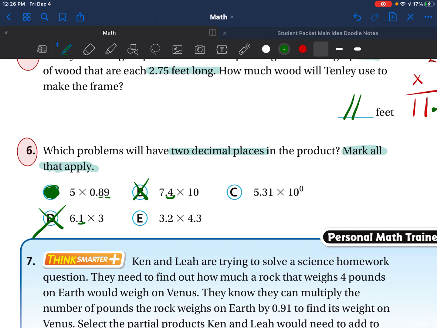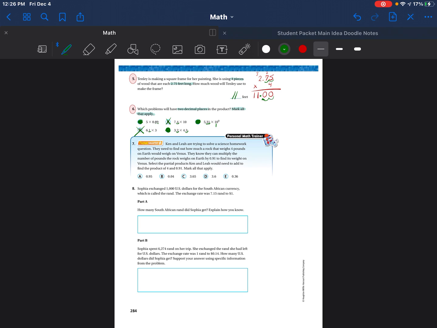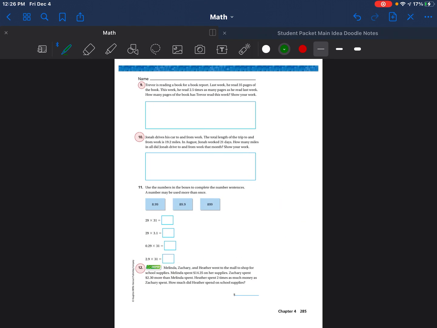In E, I count 1, 2, so E is an answer. And C, it's times 10 to the 0 power. That's the same as multiplying it by 1, so that means the decimal point doesn't change or anything. And it does appear I have 2, so it is going to be C as well. So for a problem like this, you'd get 3 points because there were 3 correct answers. Okay, that's it on that one.